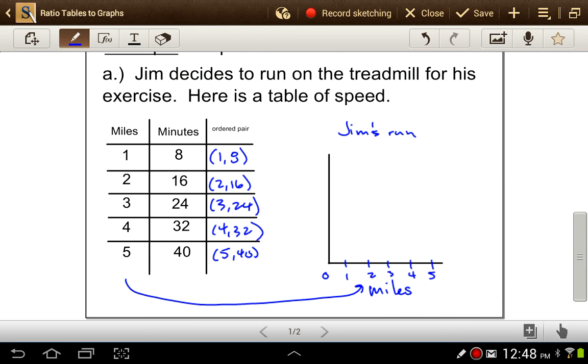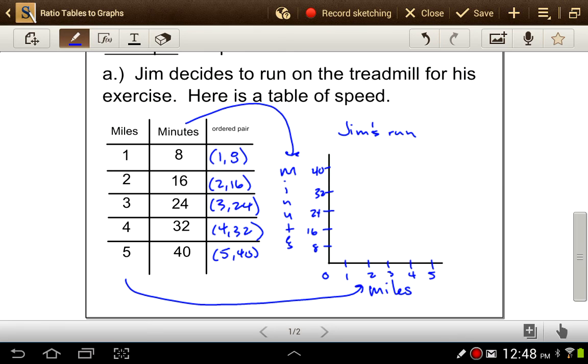The second column is going to go on the side. That's how I want you guys to do it too. So I'm going to write minutes, starting at 0, and then I'm going to count up to 40. I don't have to count by 1s, guys. I can count by 8s: 8, 16, 24, 32, and 40.